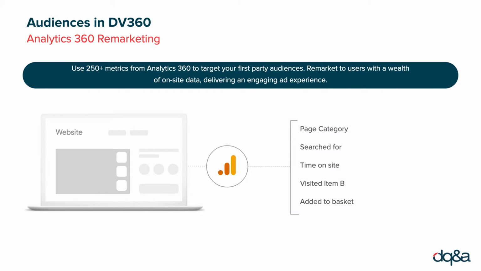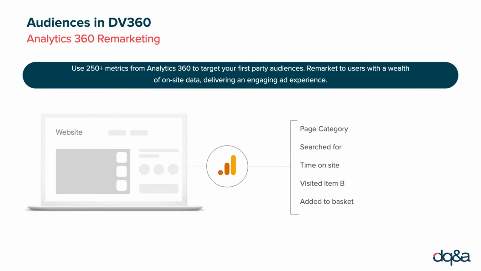There's also a native integration between DV360 and Analytics 360. And you can use the most valuable website data to target and report on your first-party audiences. So this goes a step beyond flat-out remarketing, as you can use more than 250 metrics from Analytics to build these audiences, and target them in DV360. So you can really remarket to this wealth of on-site data.